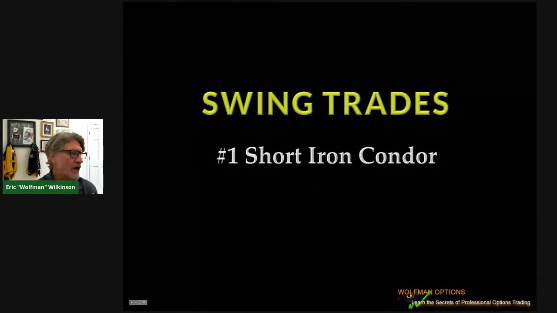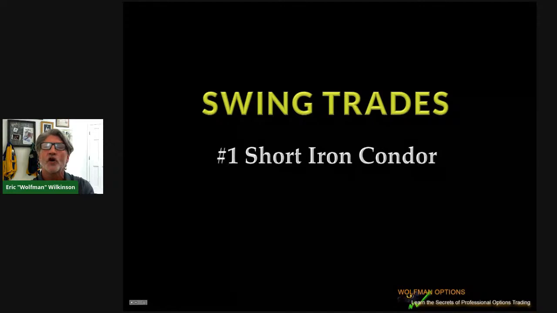Let me throw on this one. All right, so we're going to be doing swing trades. Now we're doing the Iron Condor. Now, swing trades usually are where we're trying to figure out when this underlying is starting to revert back to the mean or start to bounce off of a support or resistance. Now, we can do that with this trade as well.